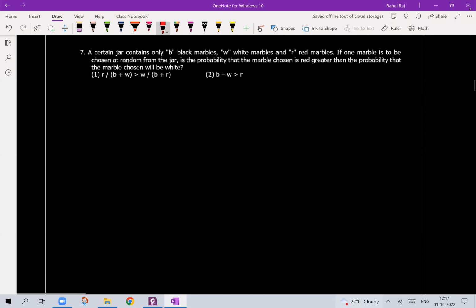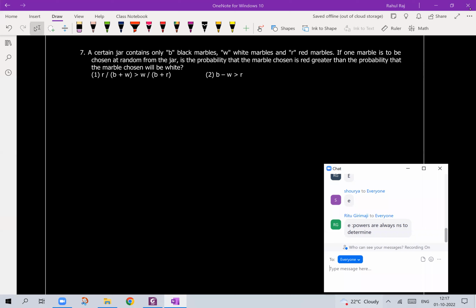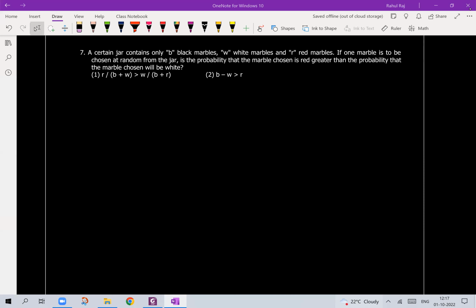Now come down to question number 5, 6. Question number 7. So question number 7 we have not done, right? Look into this chat, I think Rajesh has written. Question number 7, we have not done. Now, question number 7 is a probability question, guys, but I'm just changing this question actually. The question says the probability that the marble chosen is red is greater. So the question is: is R greater than W?